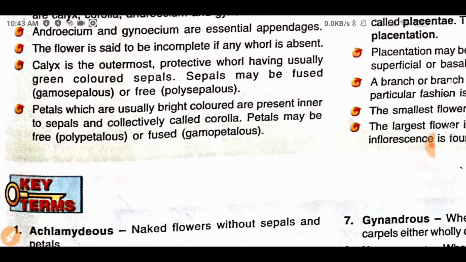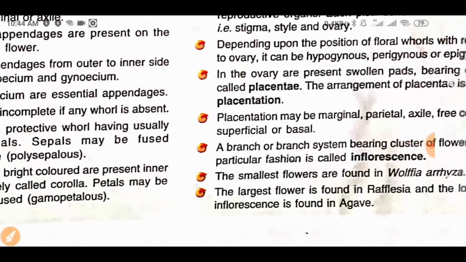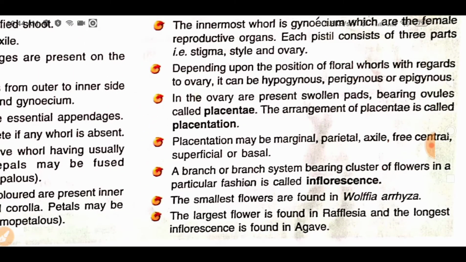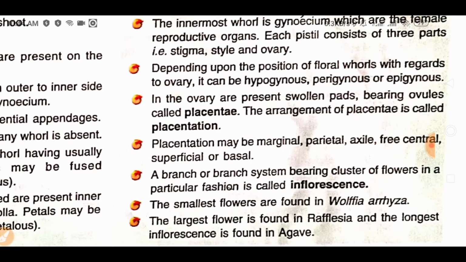Gamosepalous means when sepals are fused, and polysepalous when the sepals are free. So these are some normal things which you can easily understand, because we already discussed them in detail in the chapter. And depending upon the position of the floral whorls with regard to the ovary, it can be hypogynous when the floral parts originate from below the ovary, perigynous when they originate parallel to the ovary, or epigynous when floral parts arise from above the ovary.